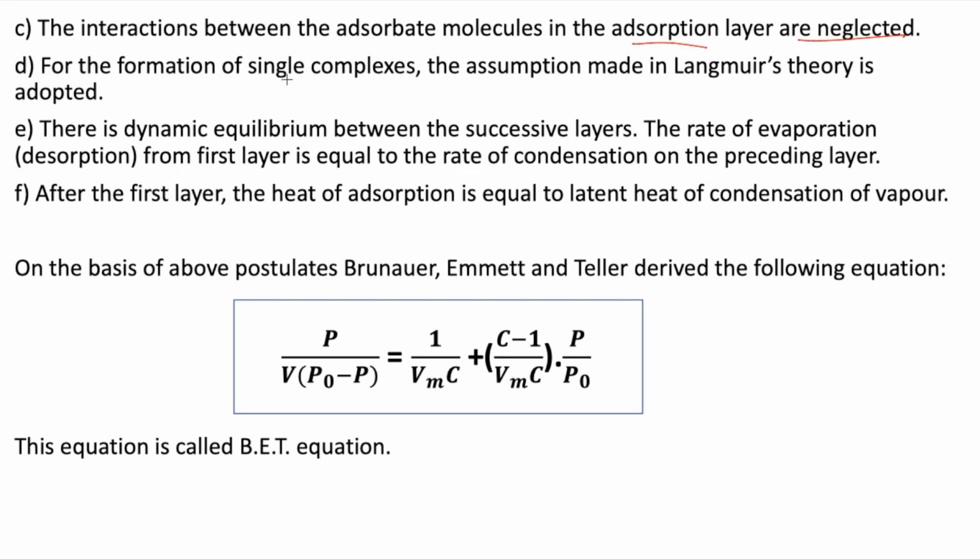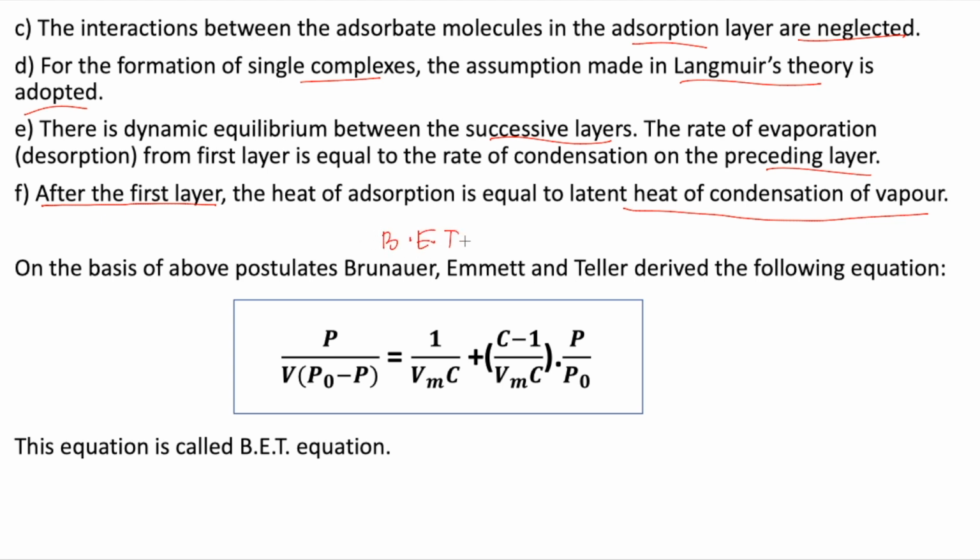Fourth says that for the formation of single complexes, the assumption made in Langmuir's theory is adopted. Fifth is that there is dynamic equilibrium between the successive layers: the rate of evaporation (desorption) from the first layer is equal to the rate of condensation on the preceding layer. So these were certain assumptions made by BET, because they were dealing with multilayers, so they had to take certain assumptions to understand it. The next statement says that after the first layer, the heat of adsorption is equal to the latent heat of condensation of vapor.